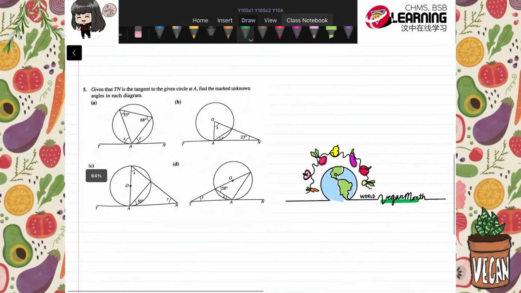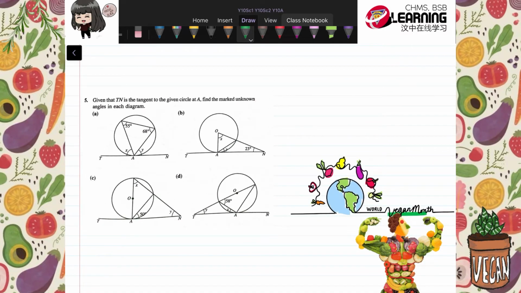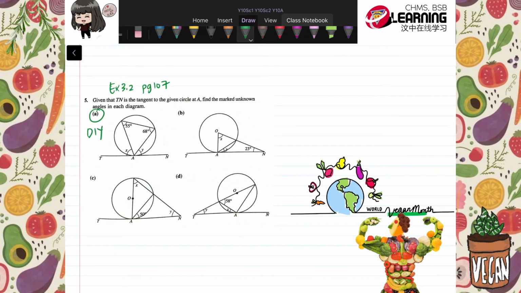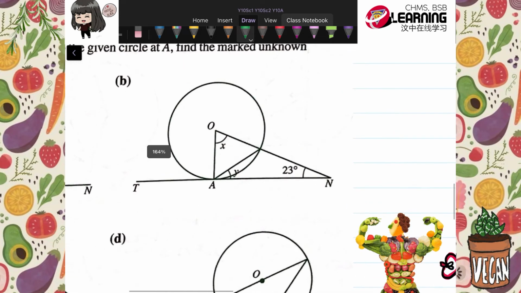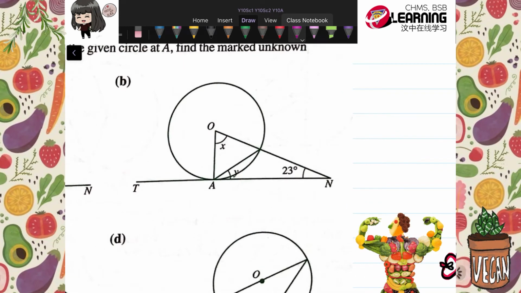Question number 5, shall we? Okay, question number 5 is in exercise 3.2, page 107. Okay, I want you to do these 4 questions. Okay, part A, you can do it yourself. Part B here, maybe I give you a little bit of hint. I teach you how to do this question using theorem number 9. Actually you can use another theorem also, but I'm going to teach you theorem 9 from this.